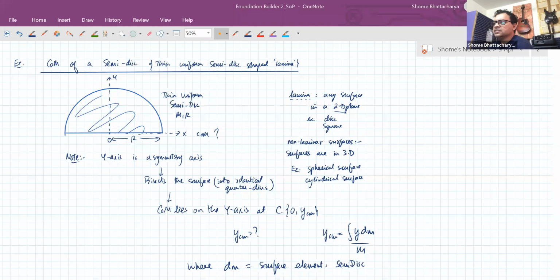Yeah, what we are discussing is there on the board, beta. We are discussing the position of center of mass of the semi-disk, which is a laminar surface. Like in the last lecture, we had calculated the position of center of mass of a semi-ring, but that was a linear distribution. Now this is a surface distribution. So that is why dm is going to be a surface element, because the semi-disk is a surface distribution of mass.